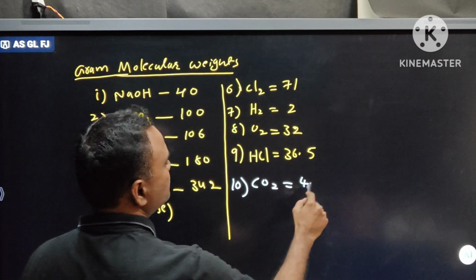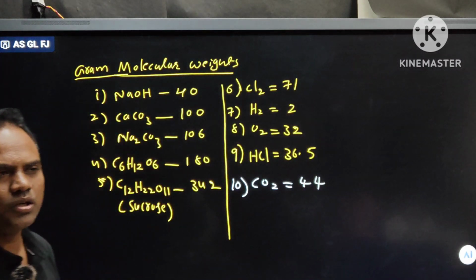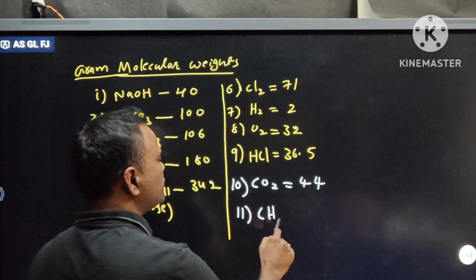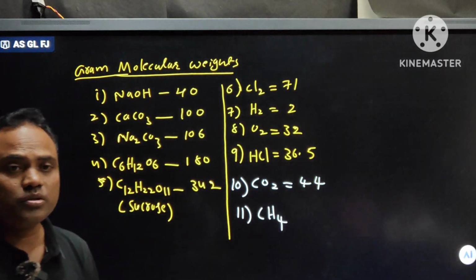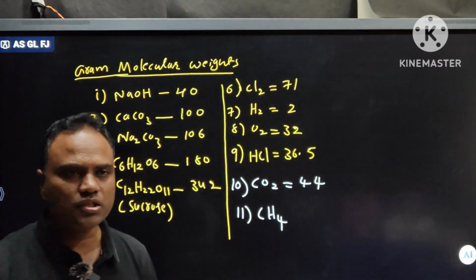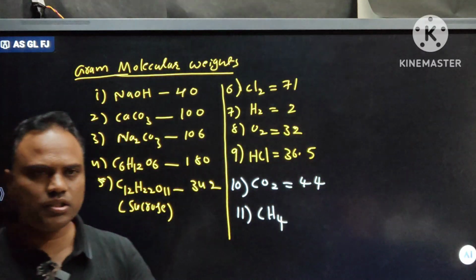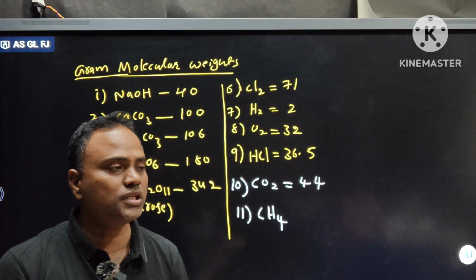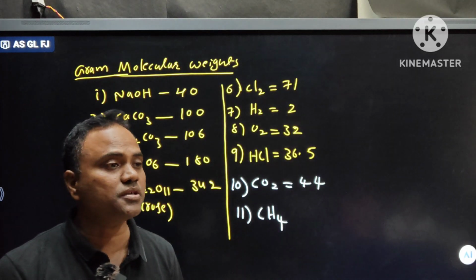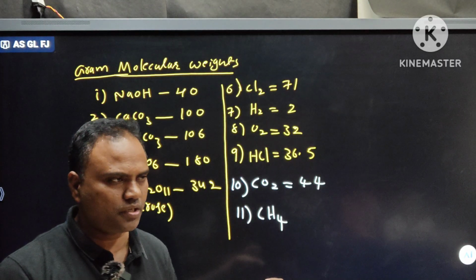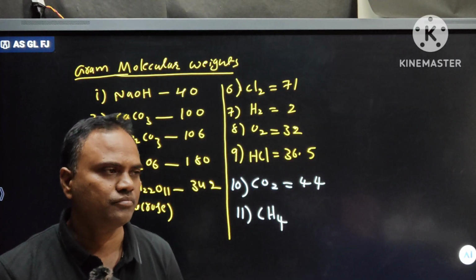CO2 is also important. How much? 44. Carbon dioxide, 44. Next, methane. All these will come in the stoichiometric calculations, weight calculation, weight-volume calculation. You will get a question like this: how much weight of CO2 is released when methane is combusted in air? What is methane? You learnt already in nomenclature, right?